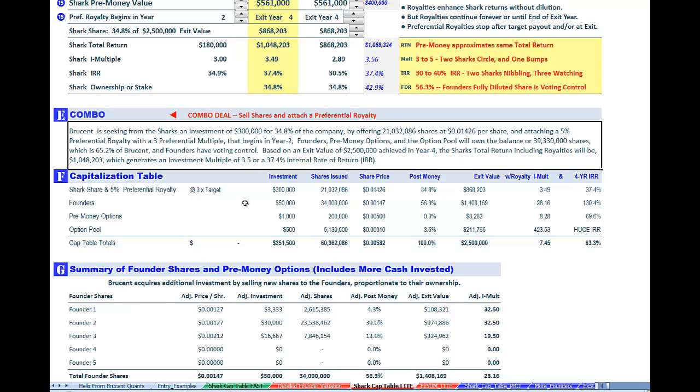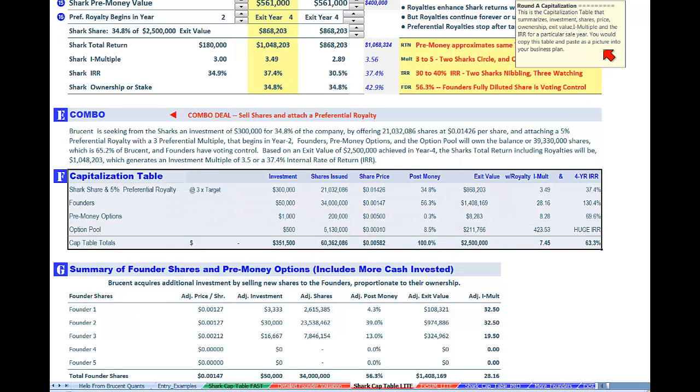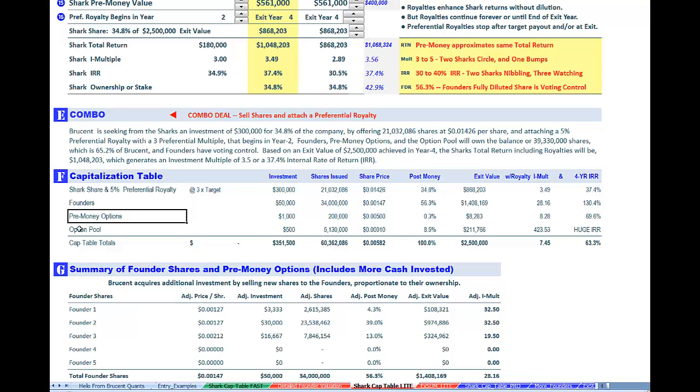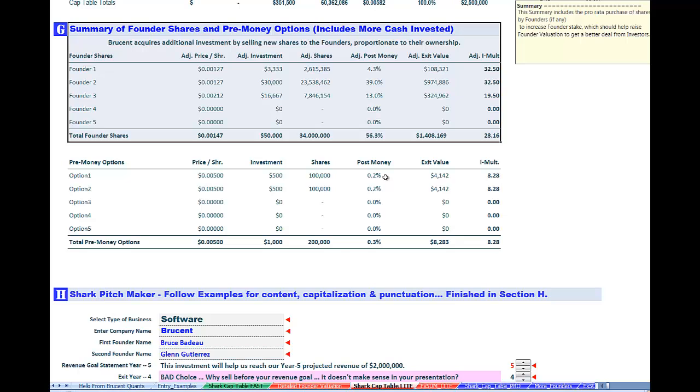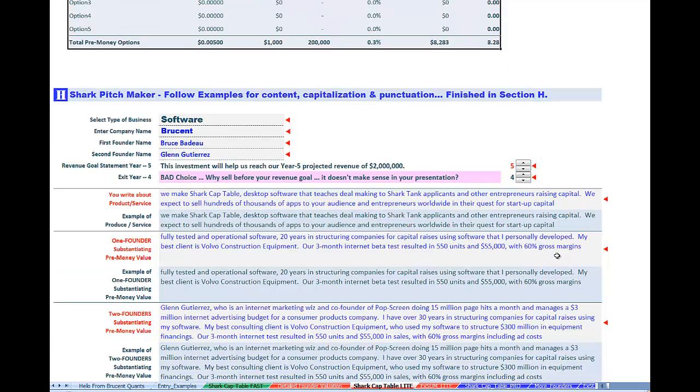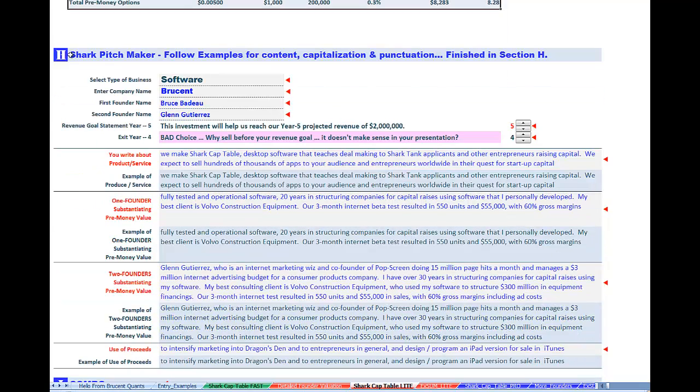and you can use it in your business plan or your pitch deck. Now here's the long-awaited capitalization table, and here we have the 4 components plus the totals, with the total investment, the shares issued, the share price, the post money, the exit value, and if there was a royalty, it would be reflective of that, and of course the internal rates of return. Now we have already been to section G, where we've discussed the founder shares after they've bought more shares, pre-money option again. Now we come down to a very powerful section, which is the pitch maker.